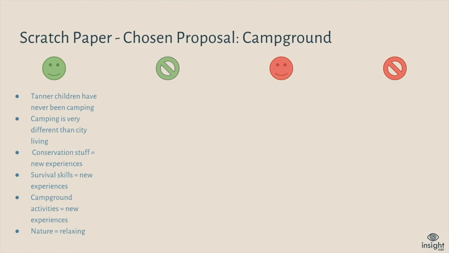So first one, the Tanner children have never been camping before, and that means it's a new experience, right? Furthermore, camping is very different than city living, right? So we've got some new experiences going on here. The conservation stuff, that's going to be a new experience. They're not going to be exposed to that at home. Same with the survival skills. All these programs that are being put on at the campground, these are new things for them.